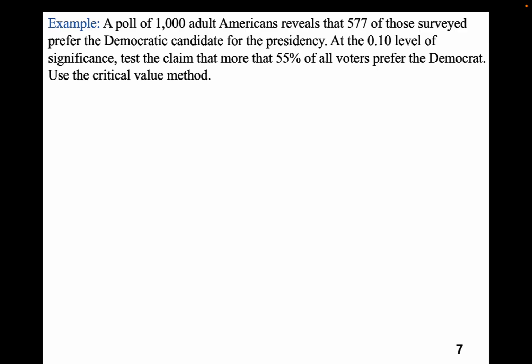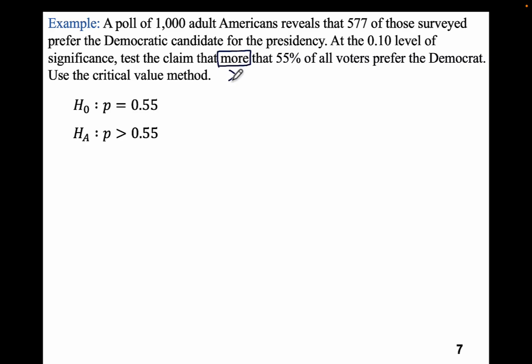Okay, step 1, we set up our null and alternative hypothesis. Notice that the null is always equal to the 55% or 0.55, and the alternative hypothesis switches to greater than, less than, or does not equal based on the wording in the claim. Well, the wording in our claim was more than. That's why we use the greater than sign.